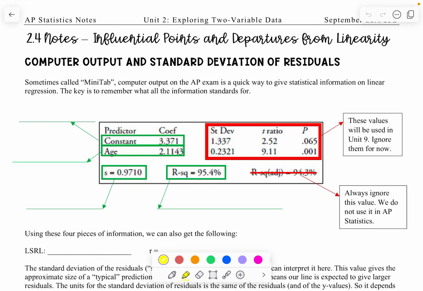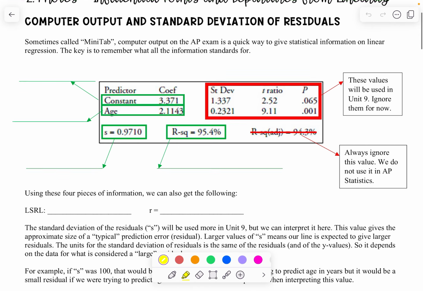Today we are going to talk about influential points and departures from linearity. The first thing I want to talk about is what they're going to do on the AP exam to avoid the issue of you incorrectly typing data into your calculator. Rather than you type in like 50 data values and then run linear regression and realize you typed in 100 instead of 10 and everything is wrong, they will most likely give you what you see on the screen. It will be a computer output.